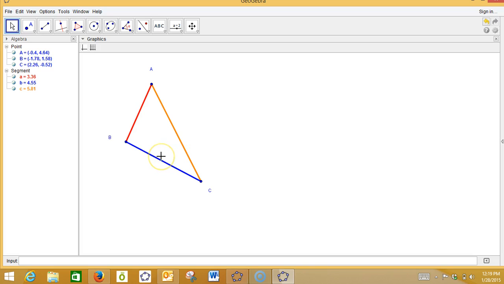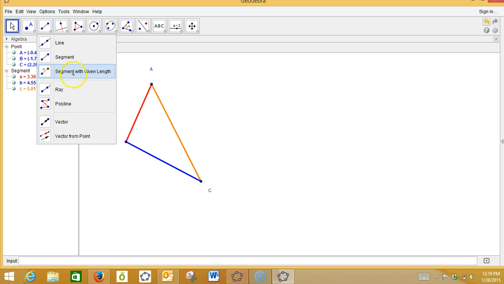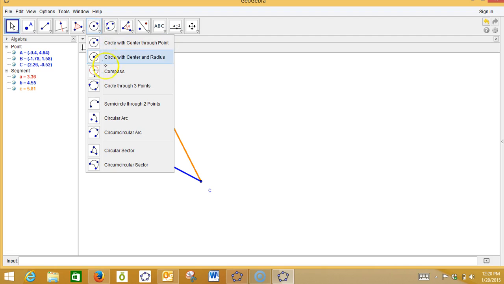What we have to do is start with a side of the triangle that's congruent to one of these sides, and it's our choice of which one we want to start with. Maybe I'll start with this blue segment BC. When it comes to segments, there's going to be 2 tools that we need to use. One is in the segment and line toolbox. It's called the segment with given length tool, and we'll be using that first. But also in your circle toolbox, we have the compass tool that we'll use as well.